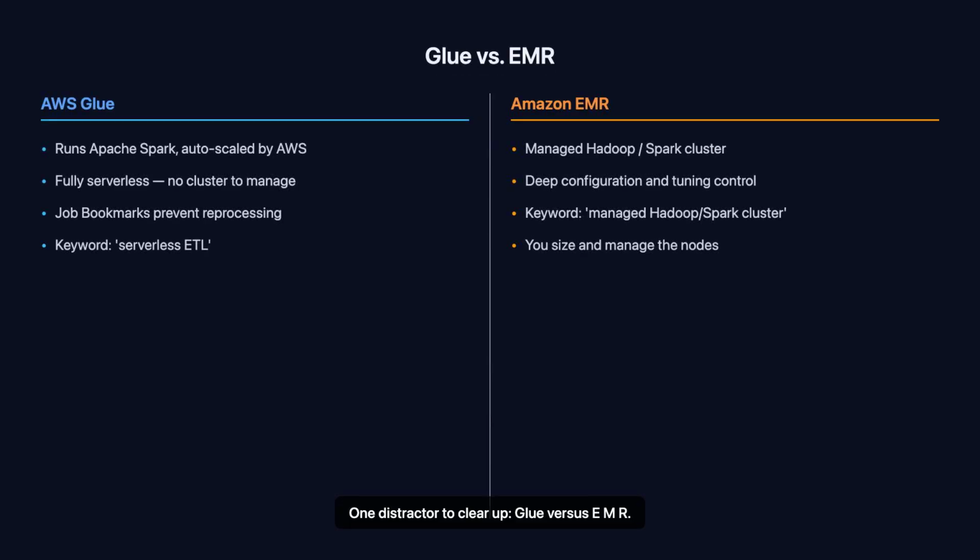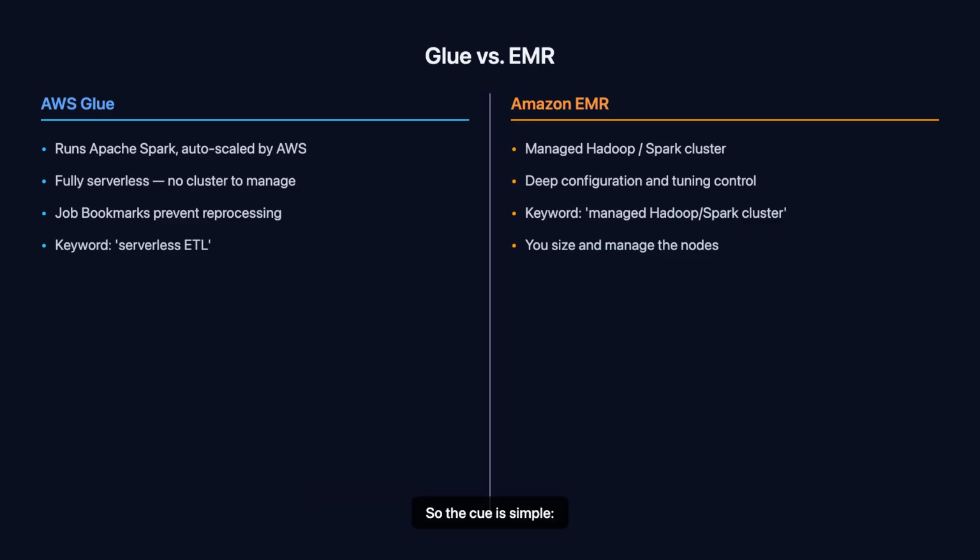One distractor to clear up: Glue versus EMR. Both run Apache Spark under the hood, so they look similar. But Glue is fully serverless, no cluster to manage, and Amazon Web Services auto-scales the workers for you. Its keyword is Serverless ETL, and it uses job bookmarks to track what's already been processed so it doesn't redo work. EMR, on the other hand, is a managed Hadoop and Spark cluster where you get deep configuration and tuning control, but you size and manage the nodes.